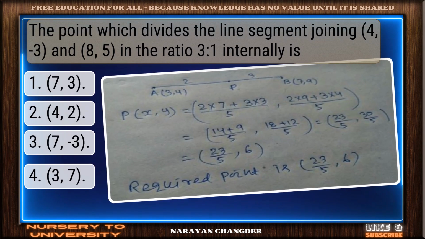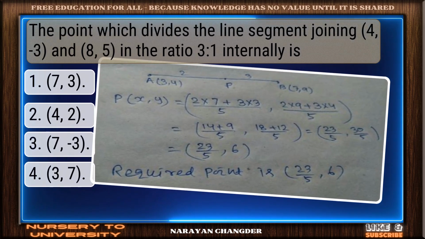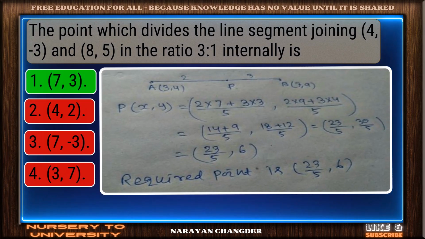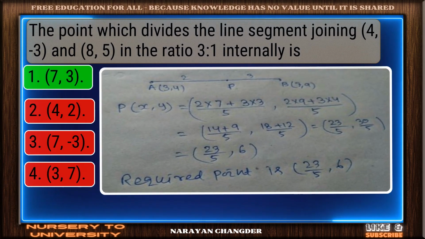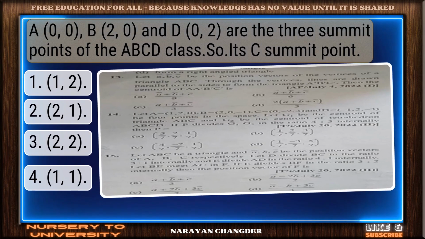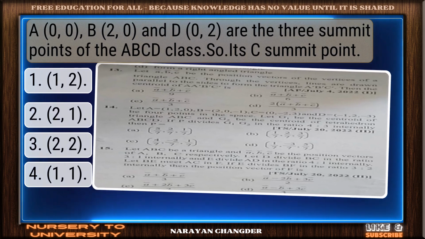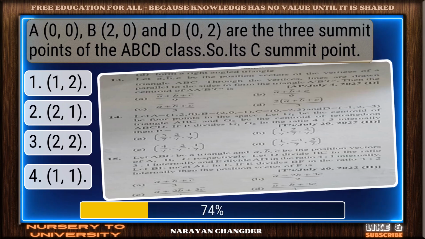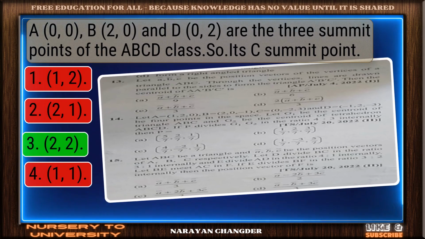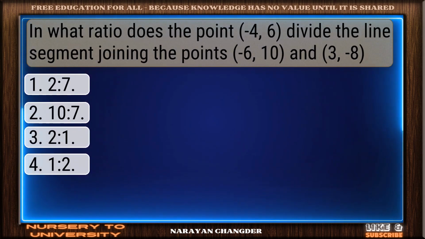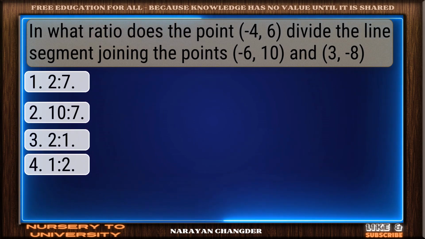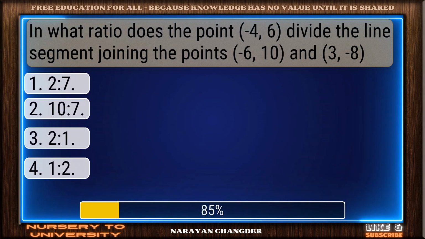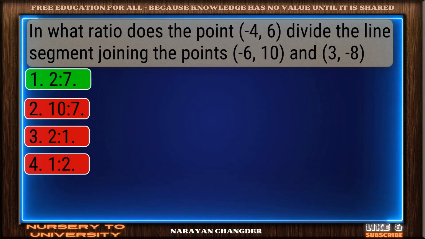The point which divides the line segment joining and in the ratio 3:1 internally is. Right choice is best. A, B, and D are the 3 vertices of the parallelogram ABCD. So, find the vertex C. Exactly. Makes sense. In what ratio does the point divide the line segment joining the points and? You chose 2:7. Correct.